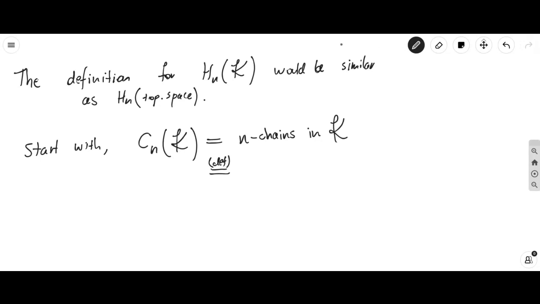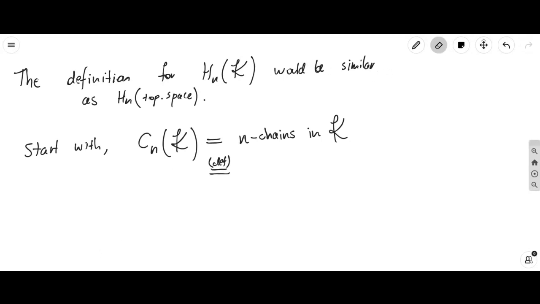In the topological version, you talk about mapping the n-dimensional simplex into your topological space X. If you defined n-chains for a simplicial complex that way, you would be mapping an n-dimensional simplex into K, but that makes no sense. K is not a topological space. You would be taking two very different objects and combining them together. This is a topological space. This is not. This is just a finite set of points. So you're not going to define the n-dimensional chains as mappings into K. That makes no sense whatsoever.